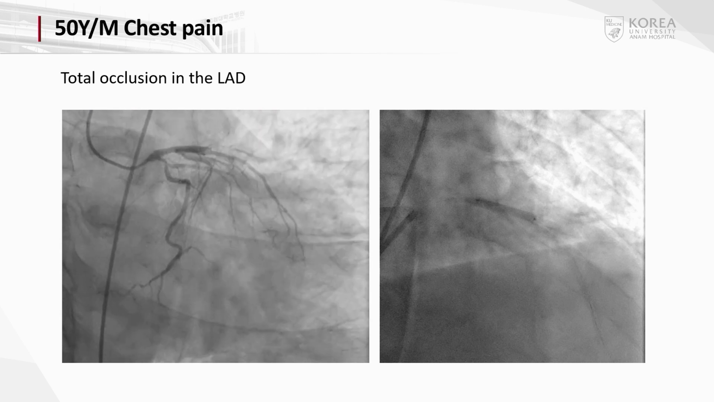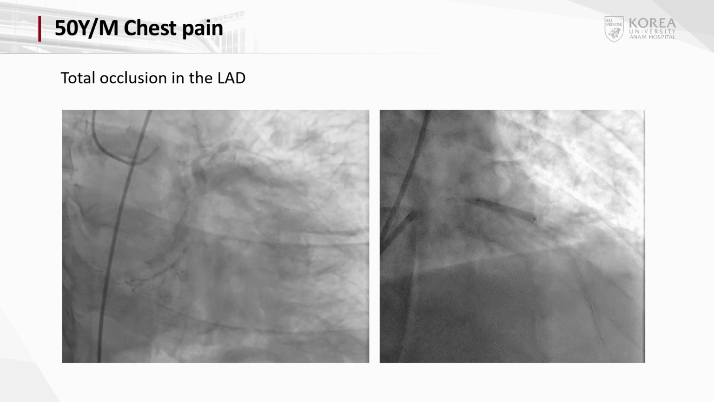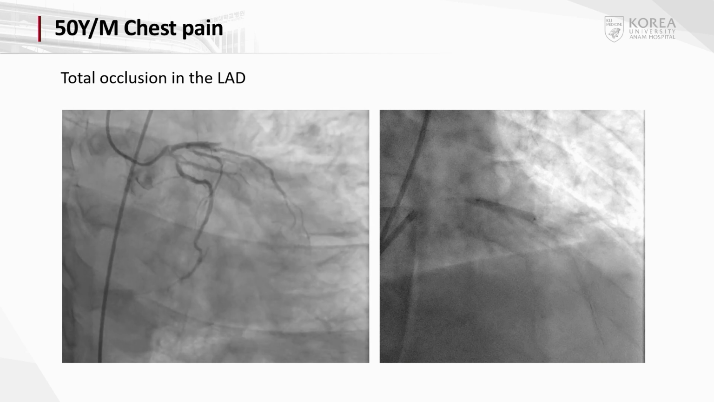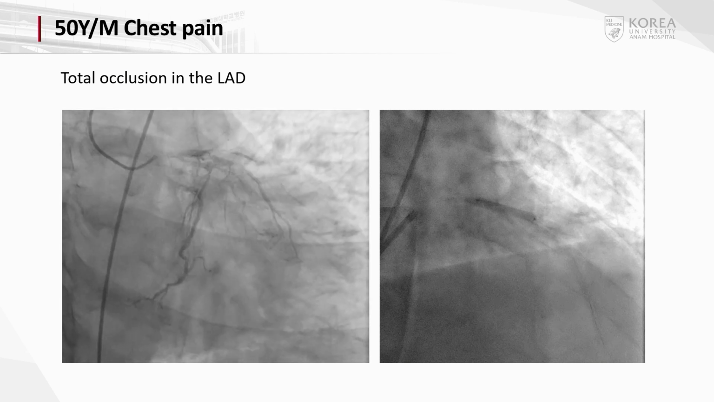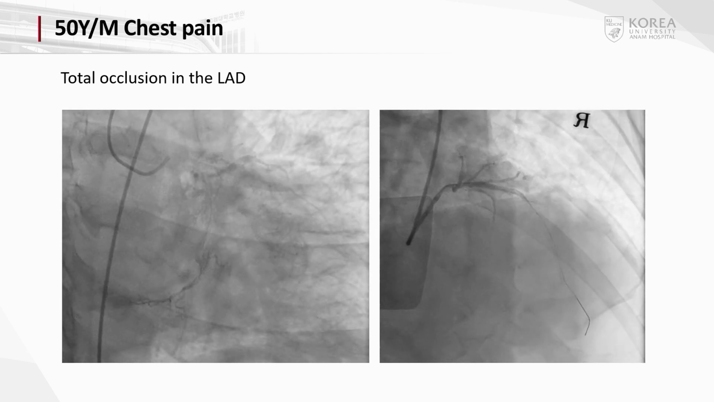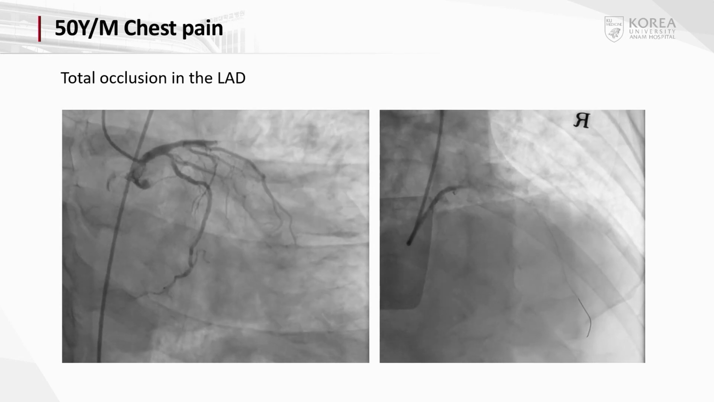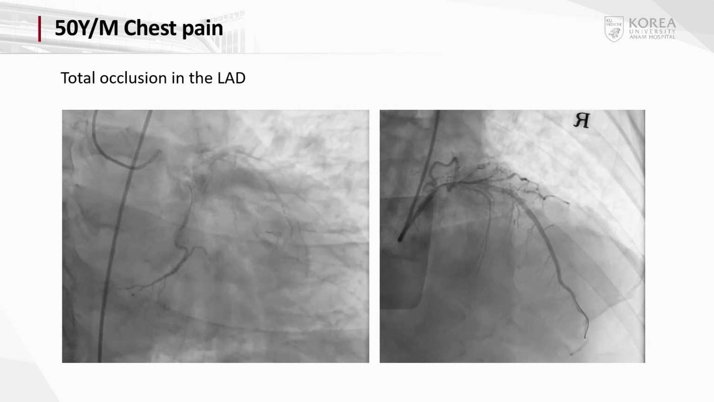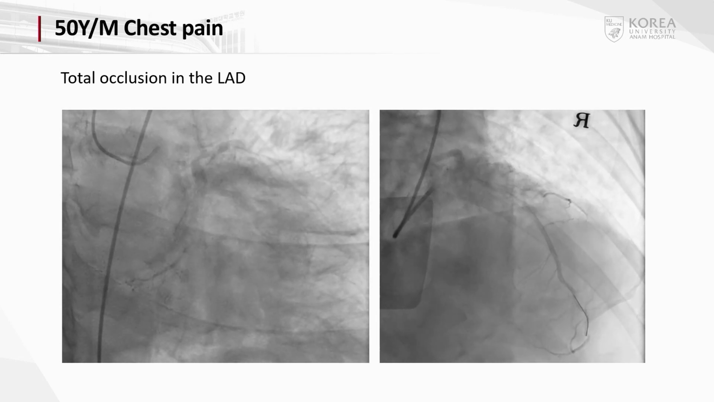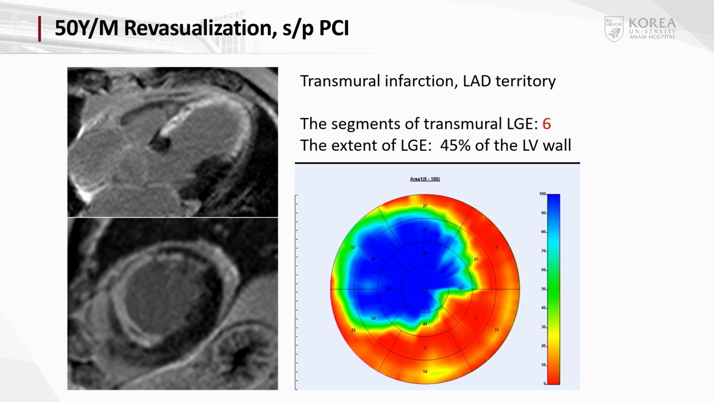Here is a clinical case. A 40-year-old man presented with chest pain and was diagnosed with total LAD occlusion. PCI was successful and achieved successful circulation in the LAD. However, unfortunately, the CMR result is unhappy.